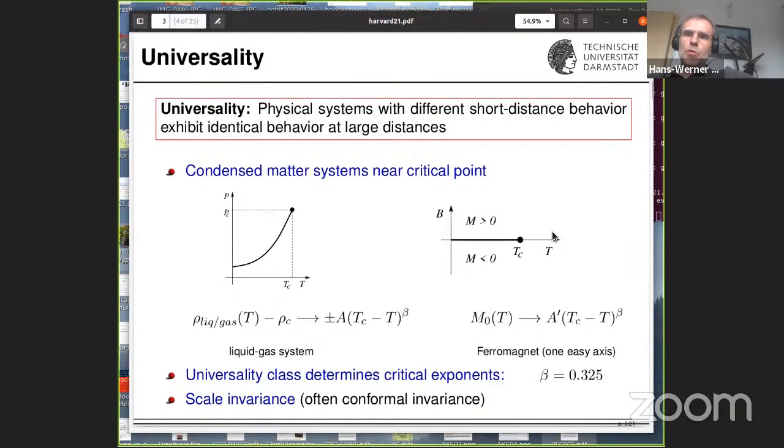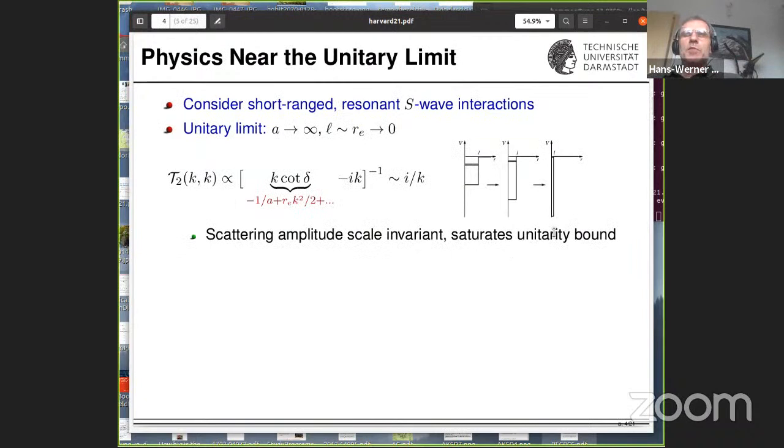The type of universality that I'll be discussing is universality of the unitary limit. So let me briefly introduce what the unitary limit is. Consider a system that has resonant short-range S-wave interactions. The unitary limit is an ideal limit for the description of such a system, where you take the scattering length to infinity, so you take the maximum strength of the interactions. At the same time, you take the range of the interactions, the typical low energy scale, to zero.